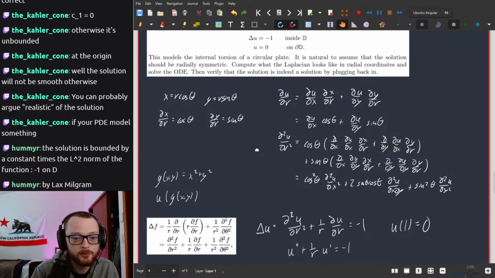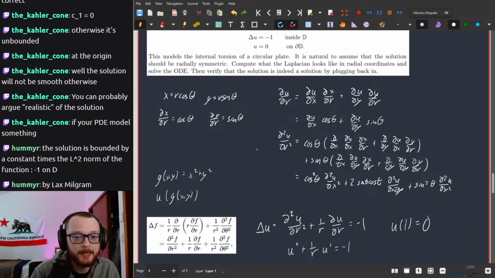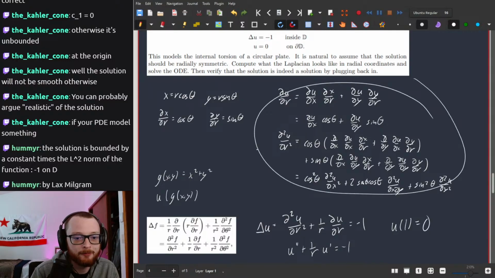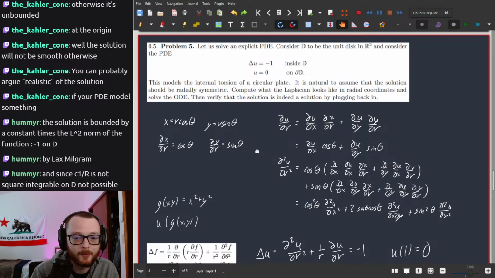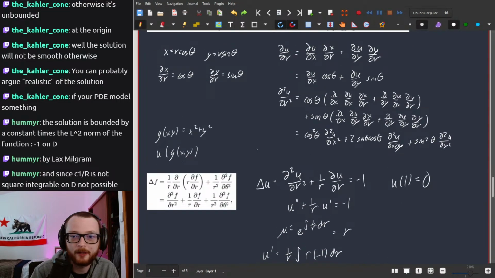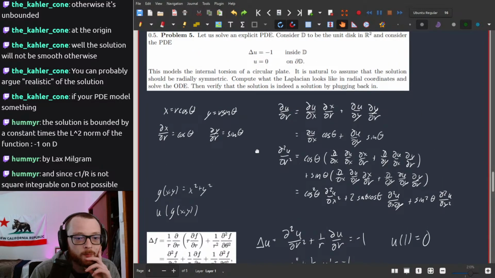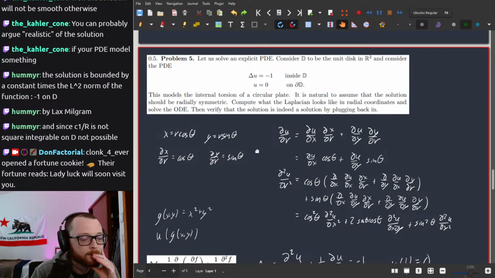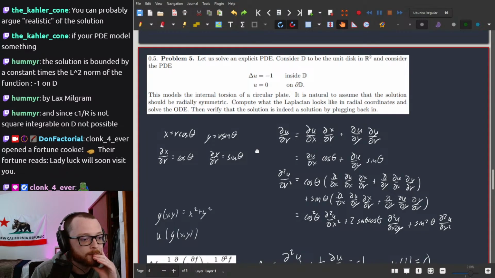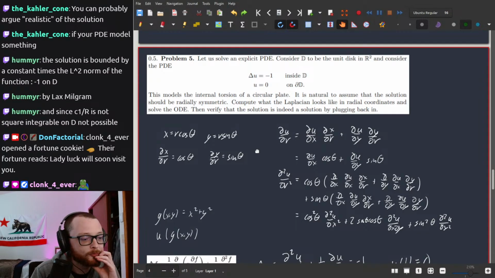Then I can go through and do the entire thing in polar coordinates. This is half the computation here. Basically what I'm going to do for this, unless I figure out better ways, is do the thing in polar coordinates and then just say this term equals 0. It'd be nice to find a shortcut, but it's not that important. Since C1 over R is not square integrable on D, that's not possible. Okay, fair enough.